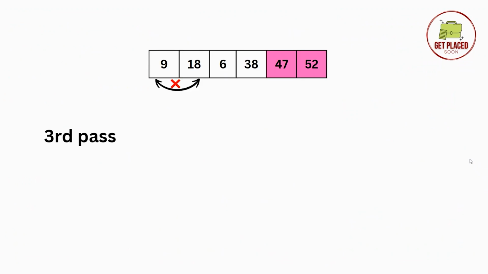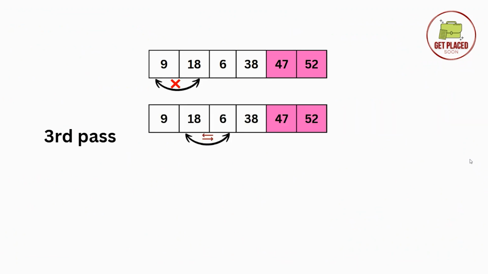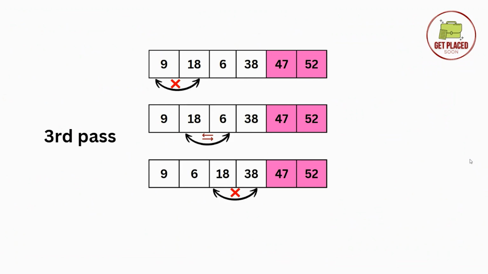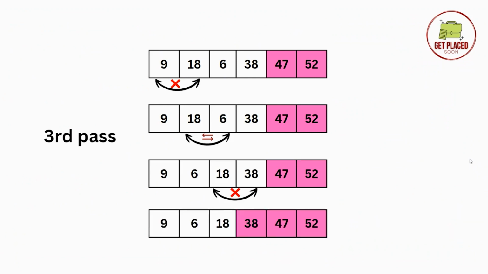Now moving to the third pass. Here 9 is minimum and 18 is greater than 9, right? So we don't swap it. Now comparing 18 and 6, we swap it because 6 is minimum. Now comparing 18 and 38, 18 is minimum, therefore we don't swap it. So 38 is sorted now.